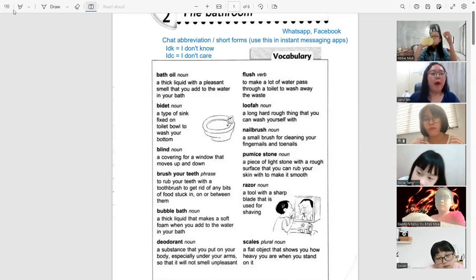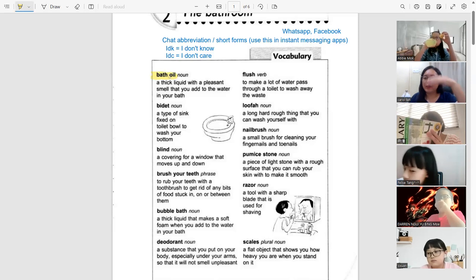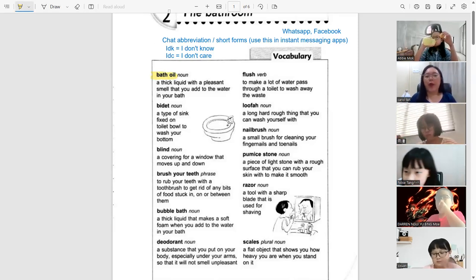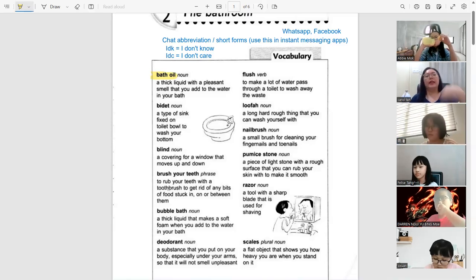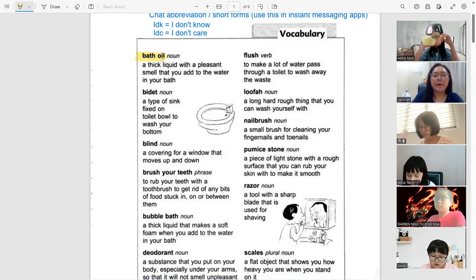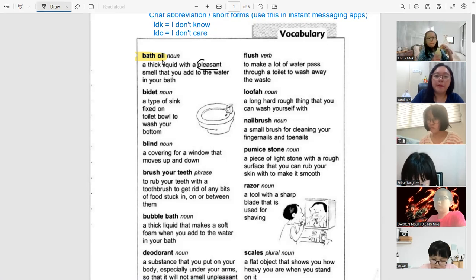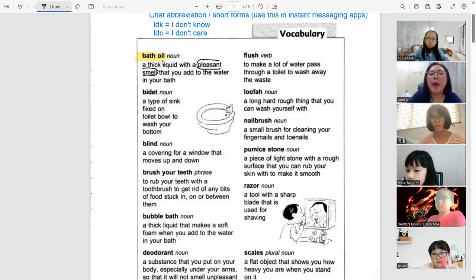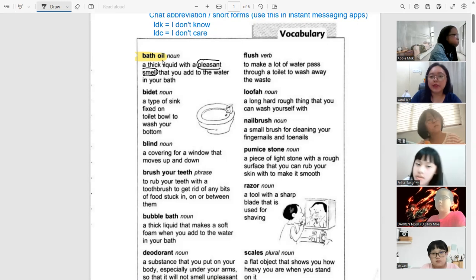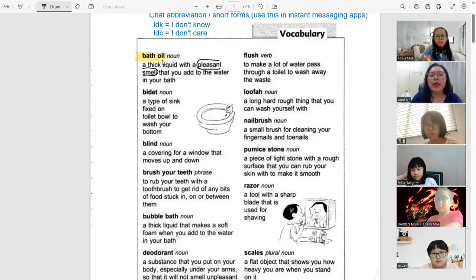So, let's start with bath oil. Everybody, you can highlight the word bath oil. I want to call each of you to answer. Let me start with Yi'en. You can read it out. Bath oil is a thick liquid with a pleasant smell that you add to the water in your bath. Pleasant. A thick liquid with a pleasant smell that you add to the water in your bath.